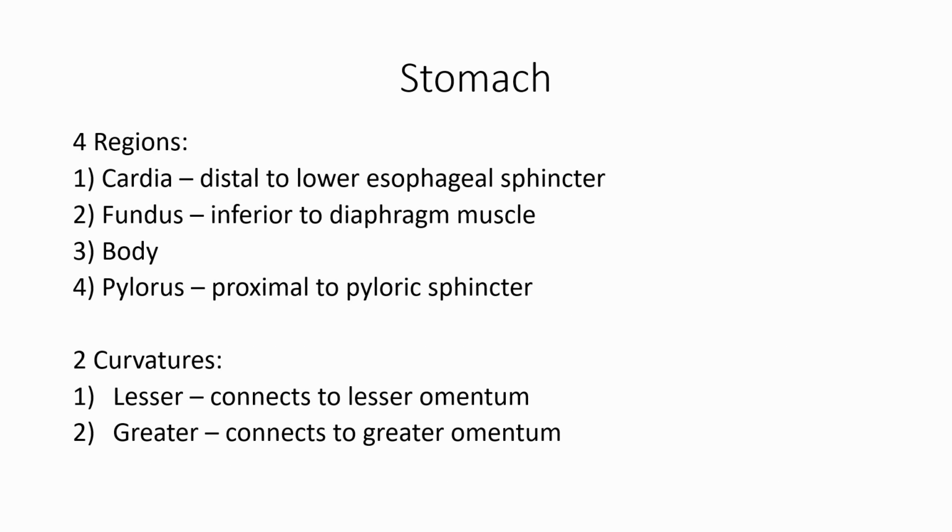So we have four main regions. We have the cardia, which is going to be distal to, like just below the esophageal sphincter, just a small area. The fundus, which is going to be just below the diaphragm muscle, so it kind of goes up a little bit, that kind of rounded out part. The body, which is the main part of the stomach, and then the pylorus, which is going to be close to the pyloric sphincter. And then there's two curvatures, the lesser and the greater curvatures. The lesser connects to the lesser omentum, the greater connects to the greater omentum, but the way I like to remember it is which curve looks bigger.